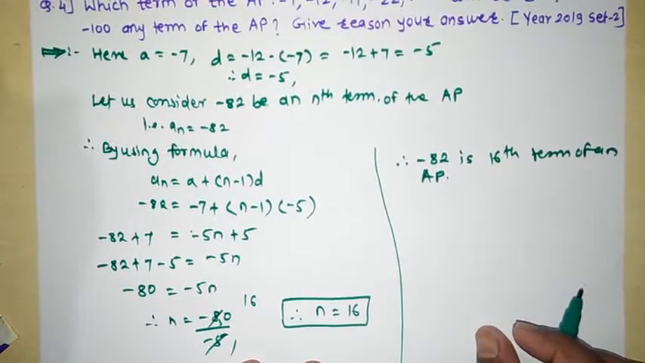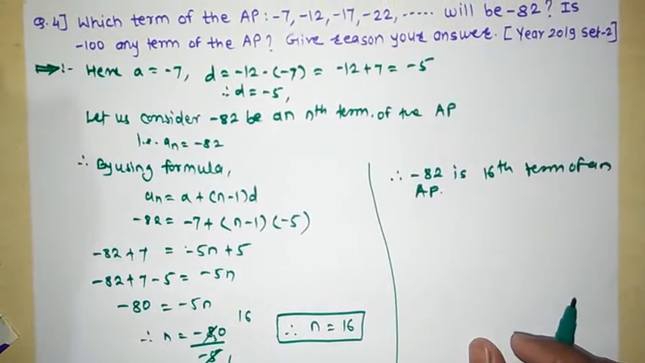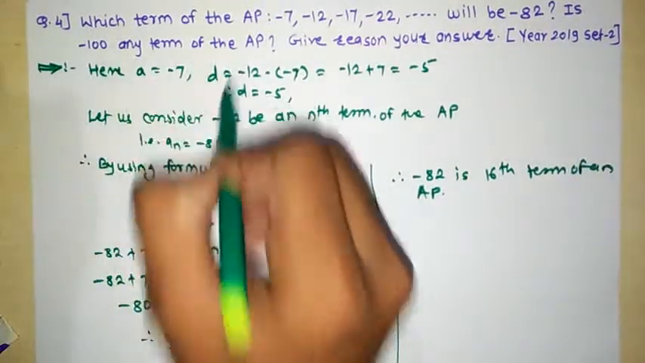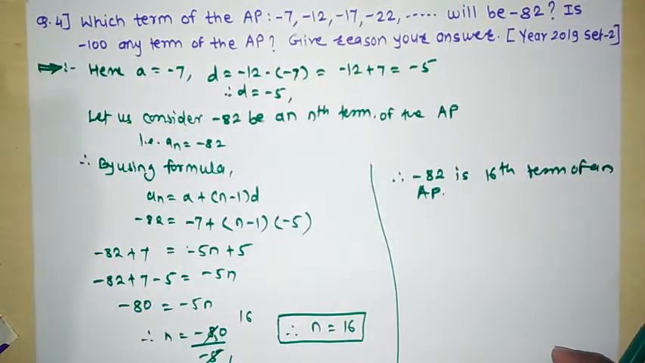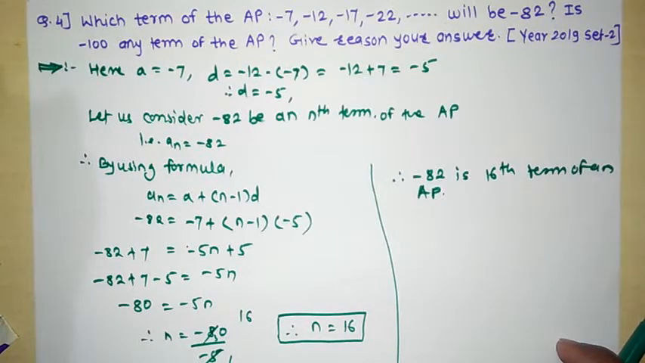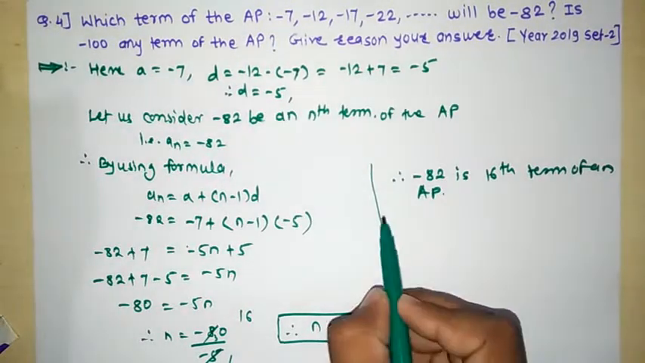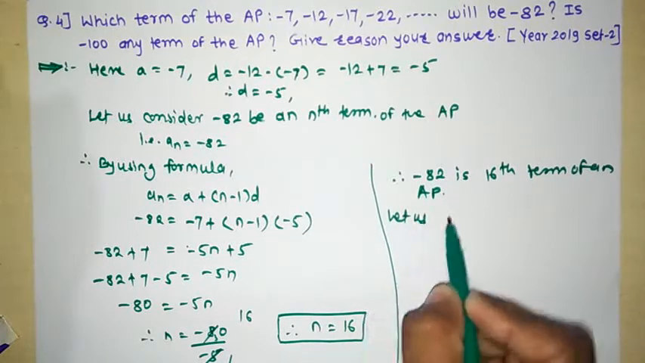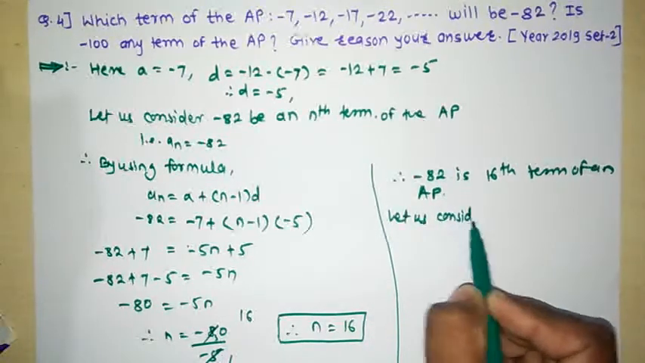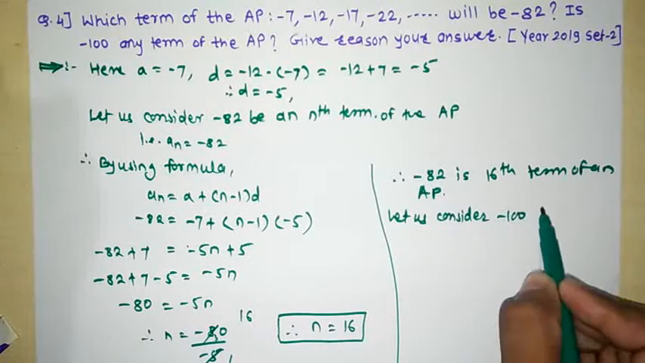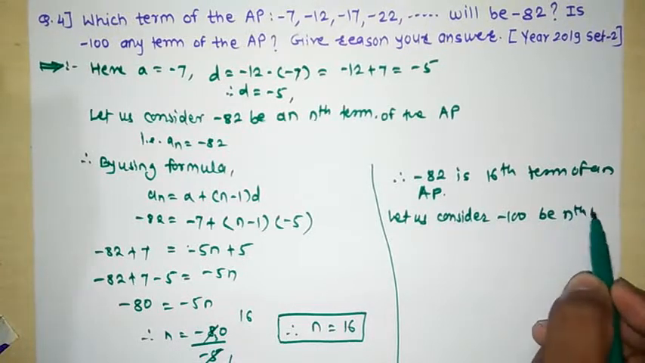Now what we have to find next? We have to check here. See here, is minus 100 any term of the AP? Here we have to check whether minus 100 is any term of the AP. Minus 100 AP का term है क्या नहीं? We have to check. Therefore let us consider minus 100 be the nth term of the AP.